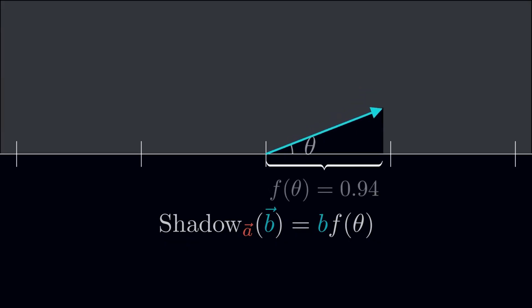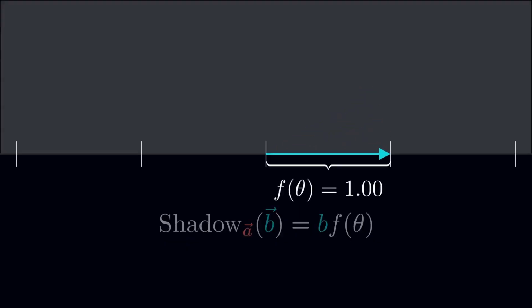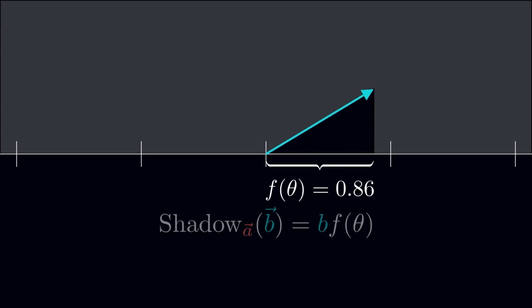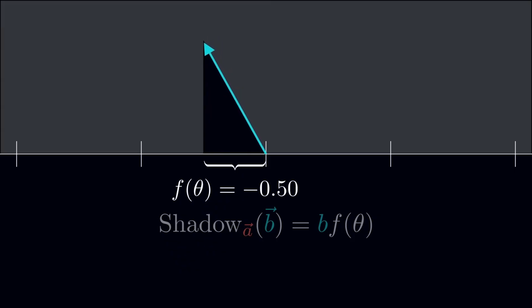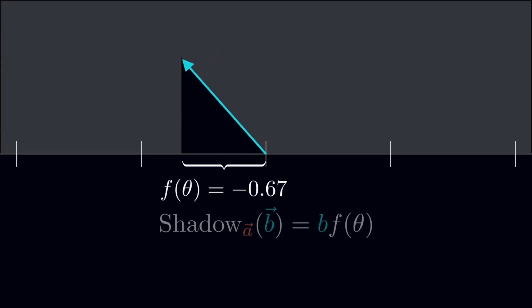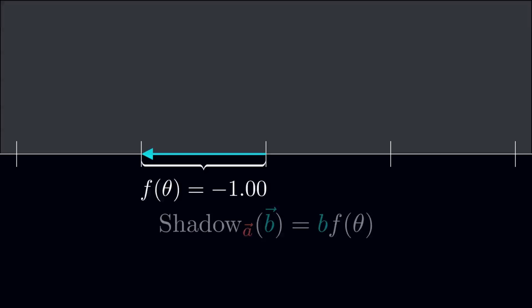When A and B align, this angle factor is 100%, or 1, so the shadow is just B. When A and B are perpendicular, the angle factor is 0, since the shadow is 0. When the shadow starts going backwards, we can treat that as the negative number on the number line. So when A and B point in exactly opposite directions, the angle factor is -1.